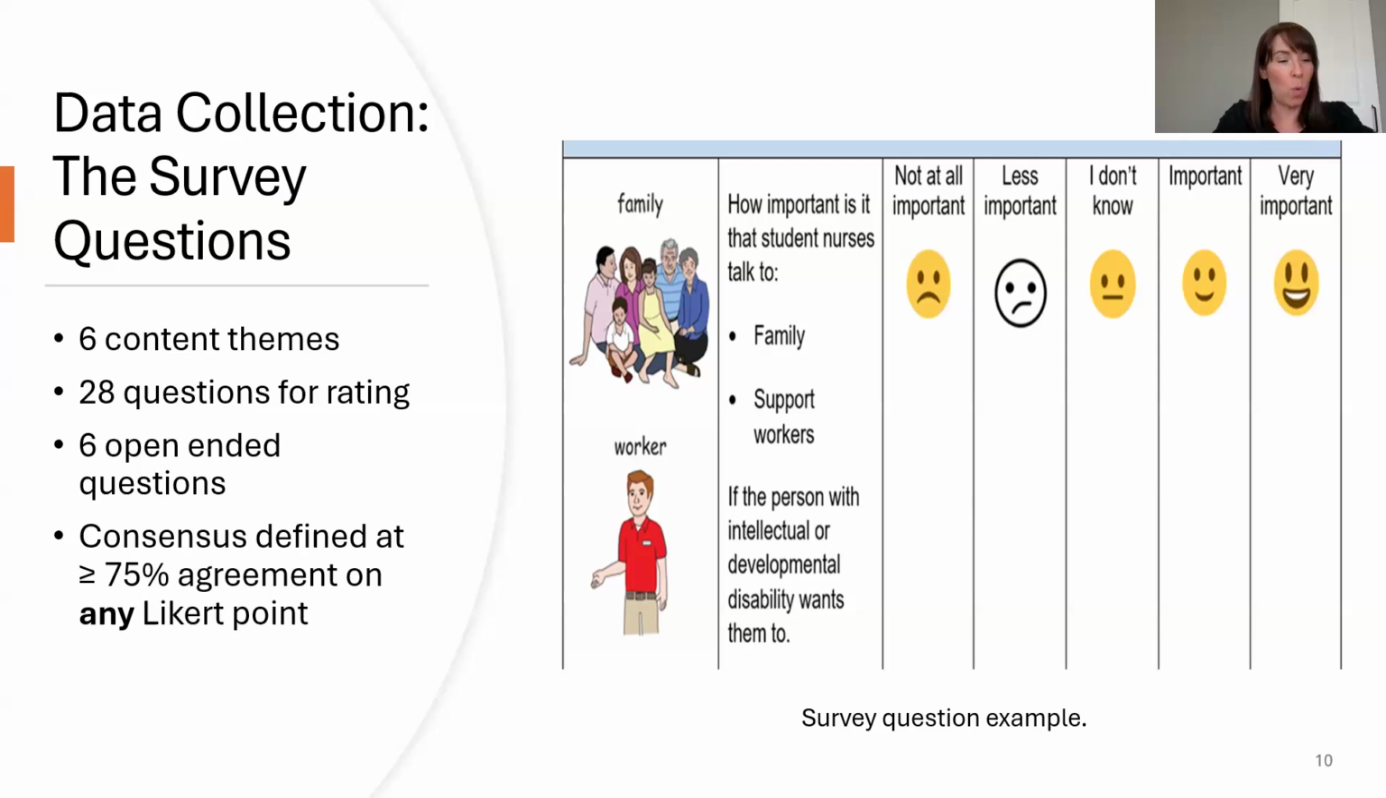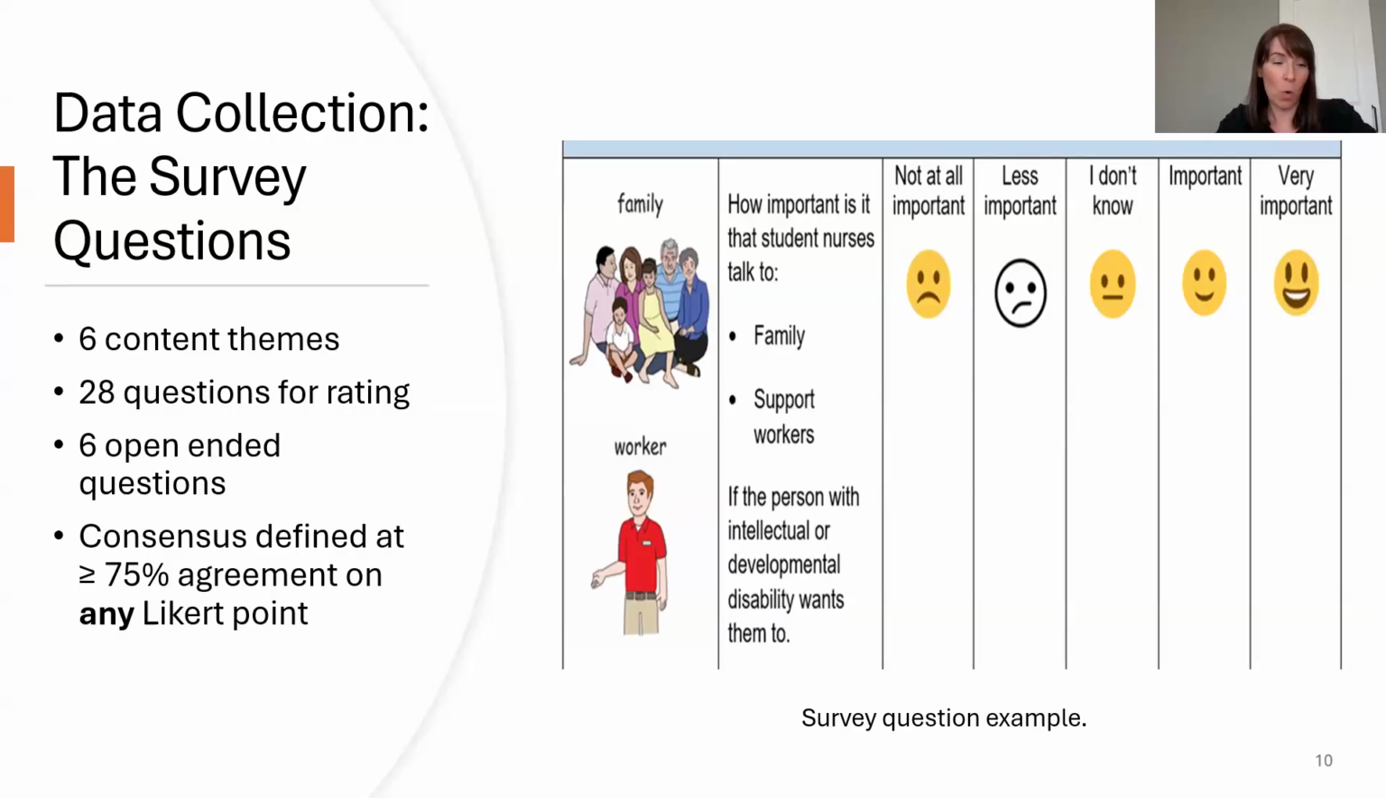So survey 1 had 28 questions that originated from the scoping review for panelists to rate. And you can see the rating scale in the one example on the right. And they also had 6 open-ended questions to add any additional feedback about other priorities for them to later on rate.